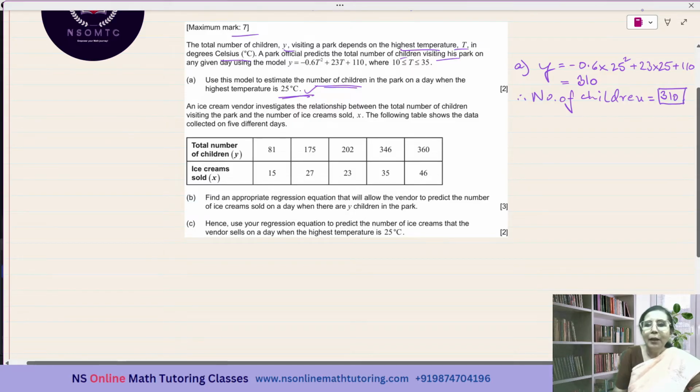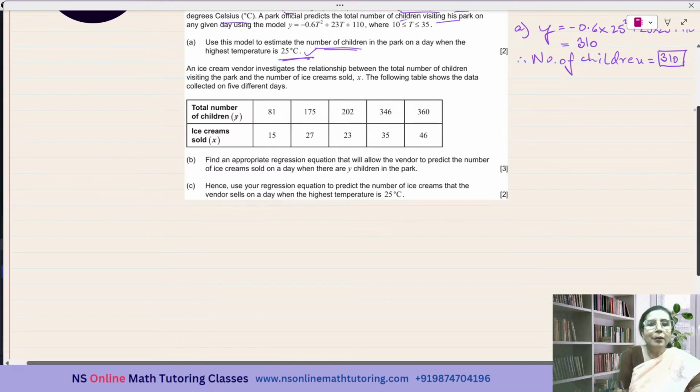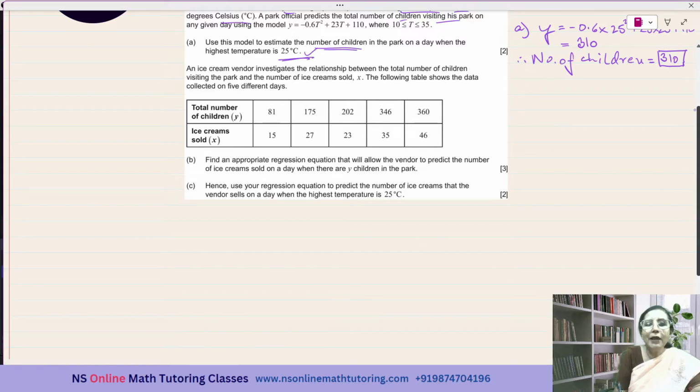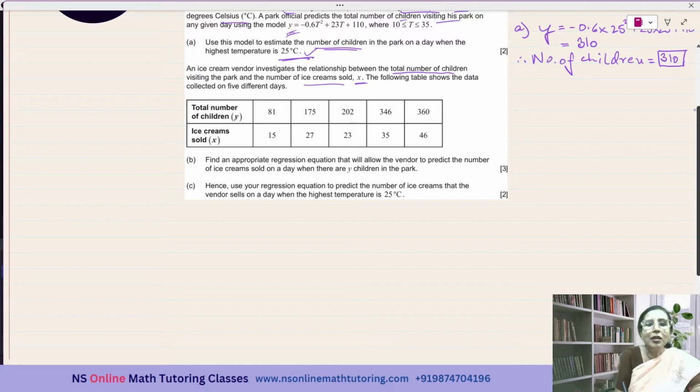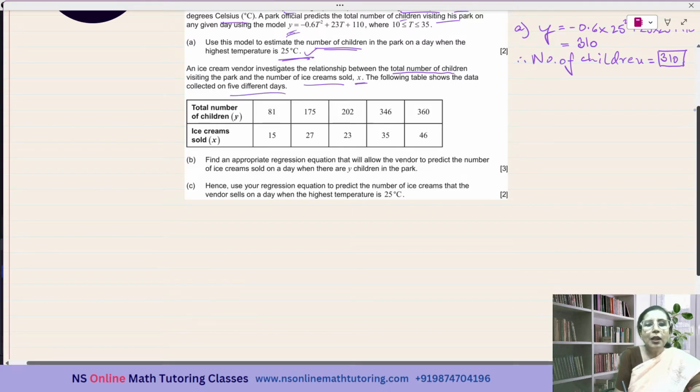Coming to subpart B. An ice cream vendor investigates the relationship between the total number of children visiting the park and the number of ice creams sold, X. We have seen the total number of children is represented by the letter Y and the number of ice creams sold is represented by the letter X. The following table shows the data collected on 5 different days. Total number of children is Y and ice creams sold is X.